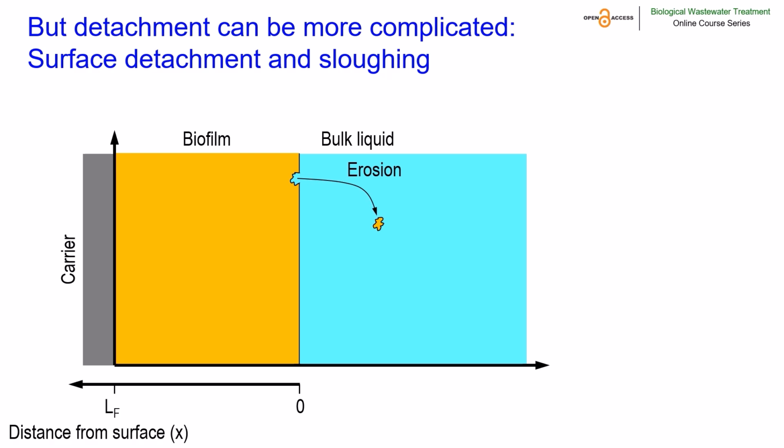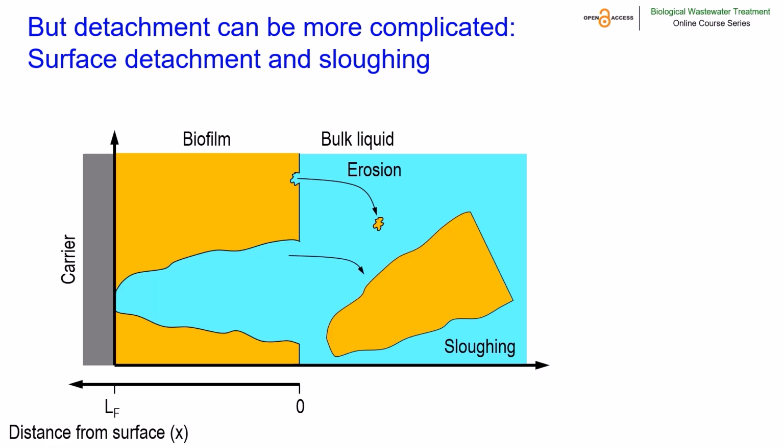Here's a cartoon version of different detachment processes. Note that simulators are usually assuming that detachment removes biomass only from the surface of the biofilm. They do not model sloughing. But in practice, sloughing can remove larger parts of the biofilm. The type of detachment will in turn have significant impacts on the competition of bacteria in the biofilm.